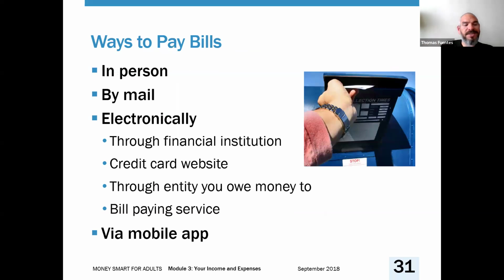So there can be different ways to pay bills, including in person, by mail, electronically, and perhaps using a mobile app too. You may be able to pay in person using cash or a money order, check, debit card, or a credit card. Some bills can't be paid in person, so you will have to send them by mail. And usually when you're sending these things by mail, you're usually paying by check or money order.